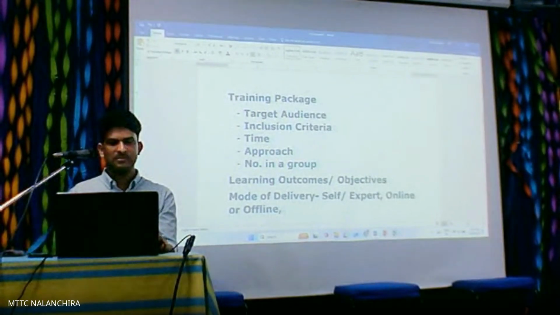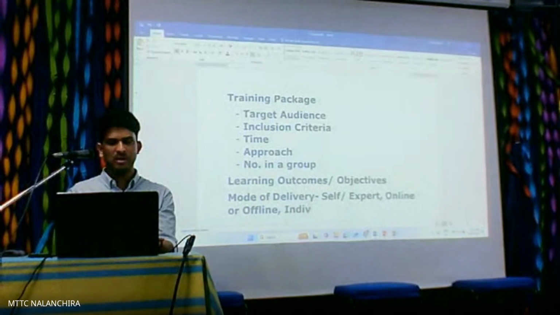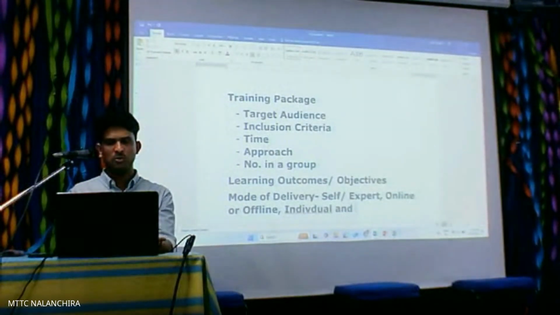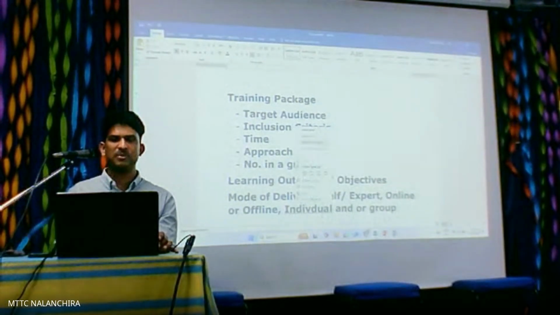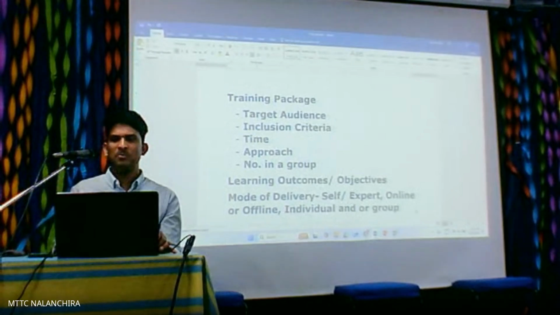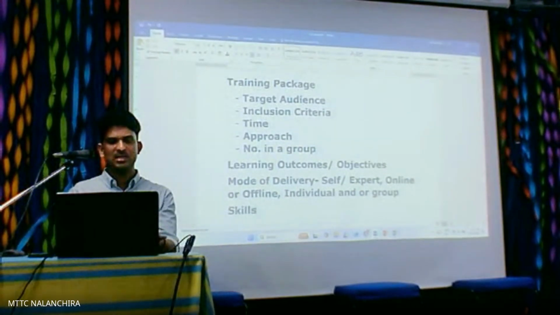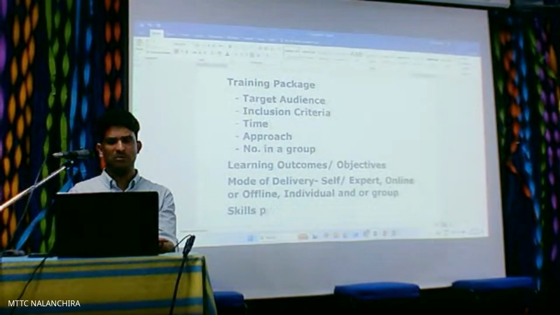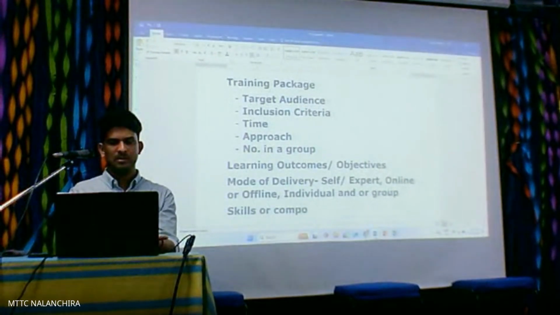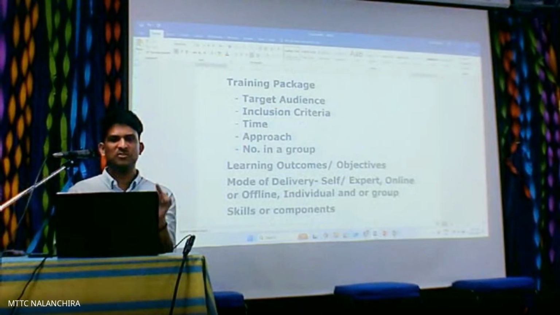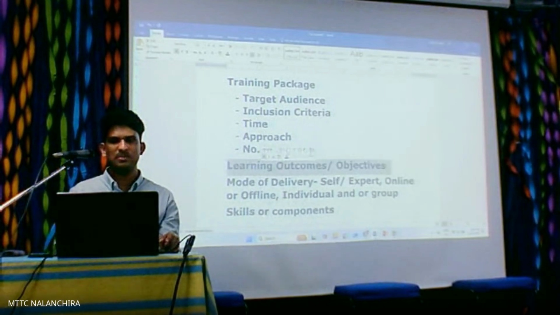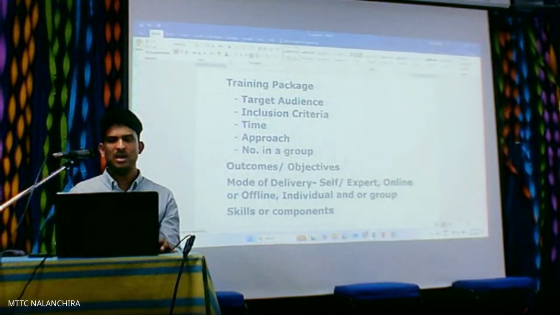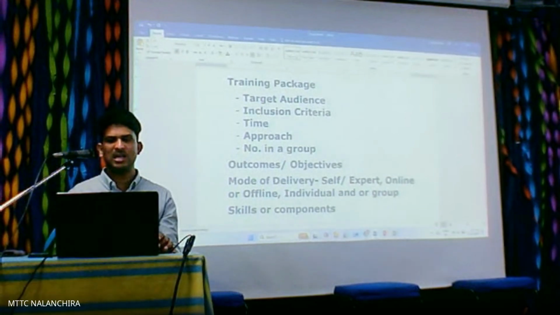Next one is individual and/or group, whether it is individual only or individual cum group. That you have to mention. Now, what are the skills or components you cover as per the specific plan, as per the learning outcomes or objectives? Simply we can say the outcomes. As per these outcomes, what are the skill components?